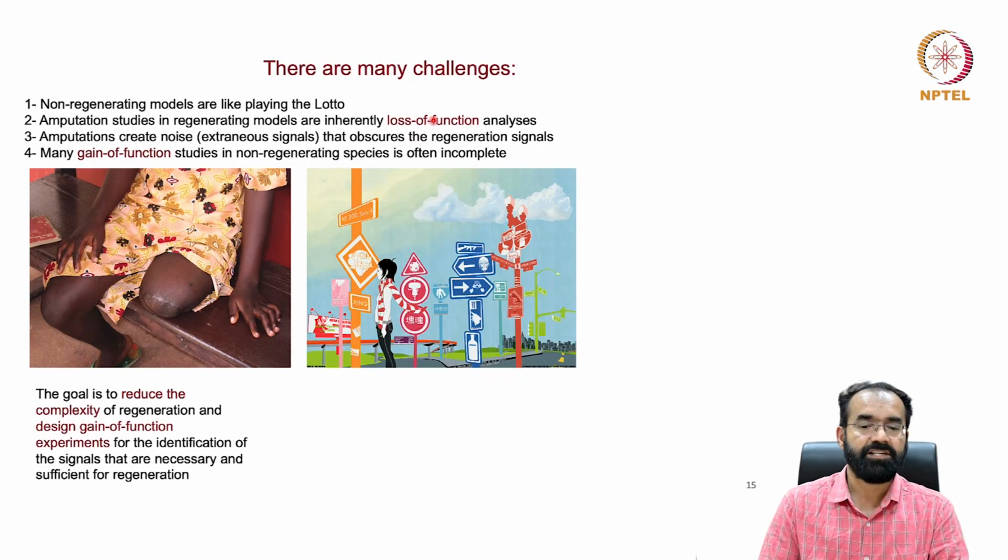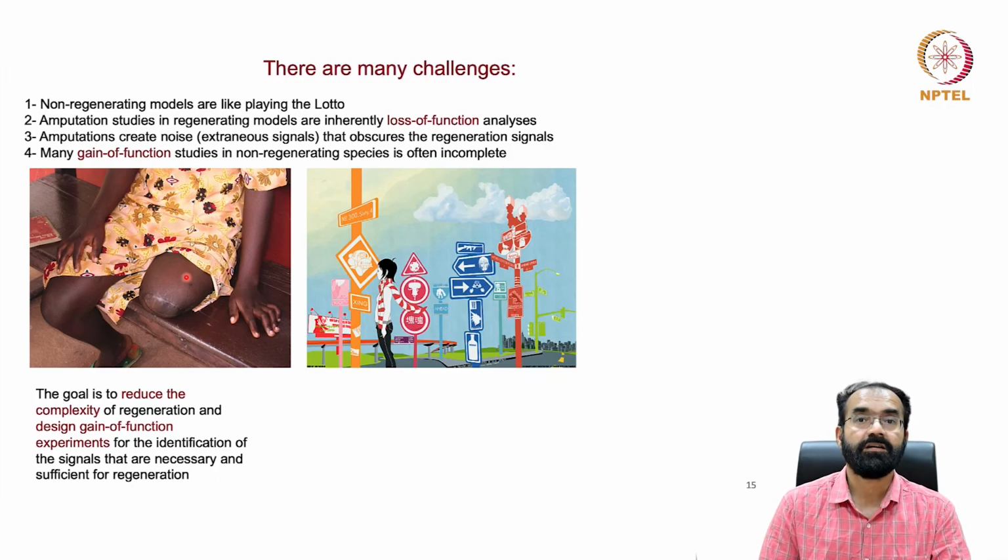So there are many challenges facing regeneration. One is that non-regenerating models are like playing the lotto. That means if the wound heals, you heal it, or if you get it, you get it. Sometimes you get it, especially if you are at an early stage of development. Amputation studies in the regenerating models are inherently loss of function analysis. So you study the loss of the limb, and amputations create noise, that is extraneous signals that obscure the regeneration signals. And many gain of function studies in the non-regenerating species are often incomplete.